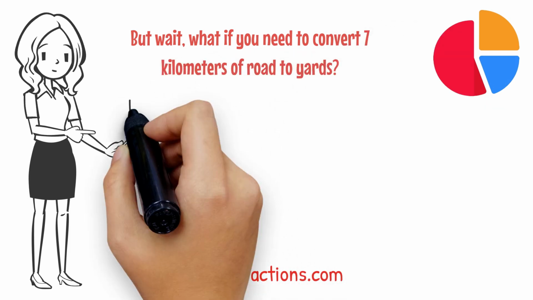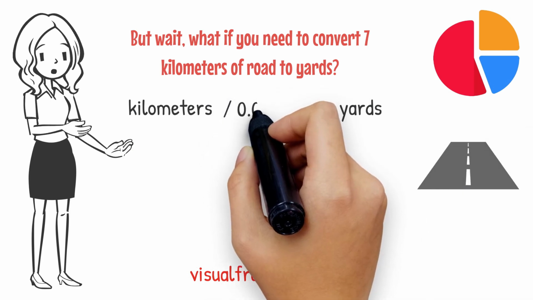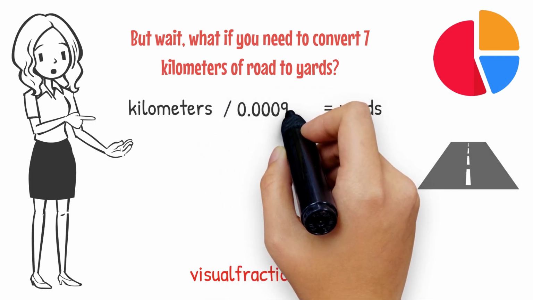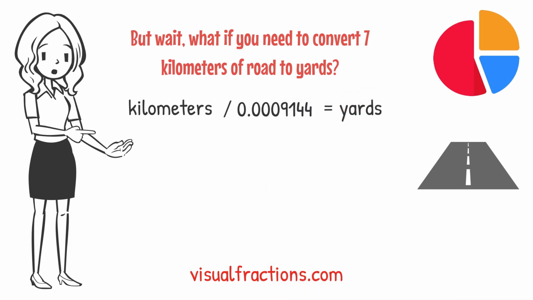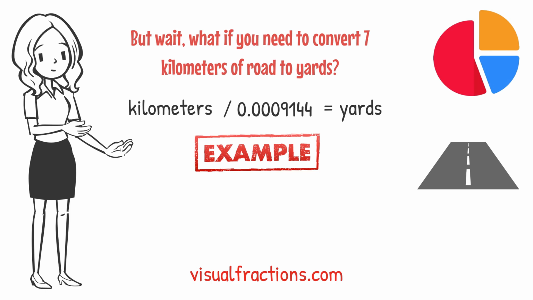But what if you want to convert 7 kilometers of road into yards? No problem. To convert kilometers to yards, divide the number of kilometers by the conversion factor of 0.00091144. Let's walk through an example of how to convert 7 kilometers of road to yards.